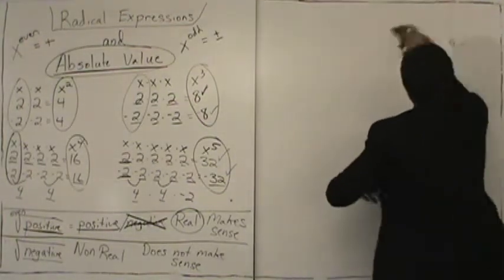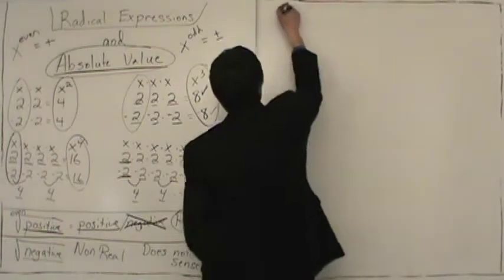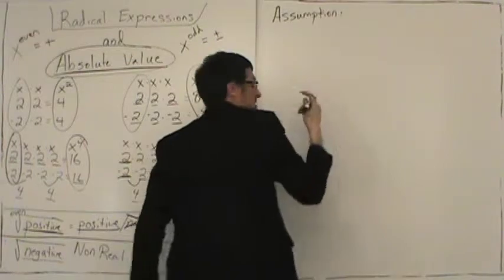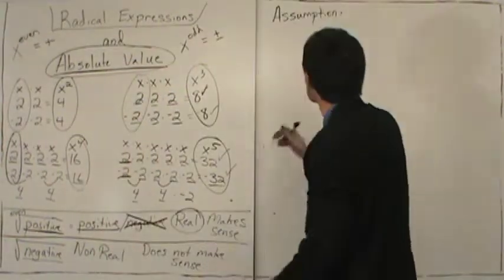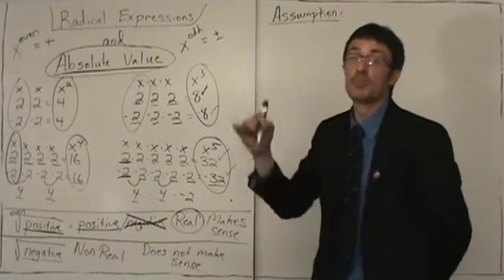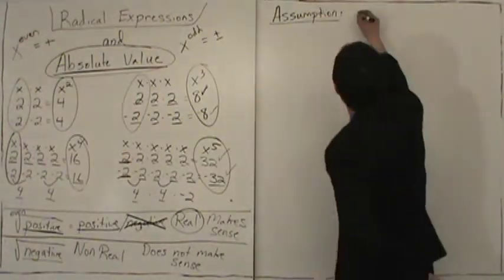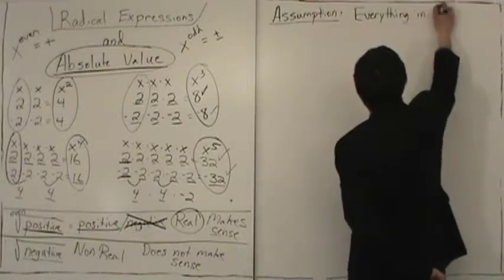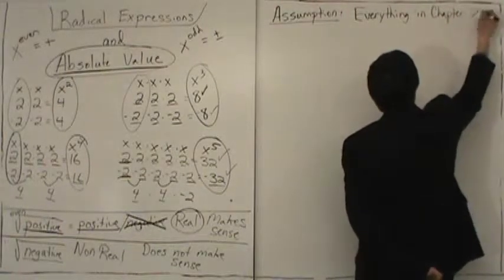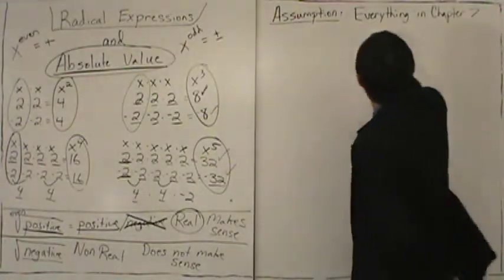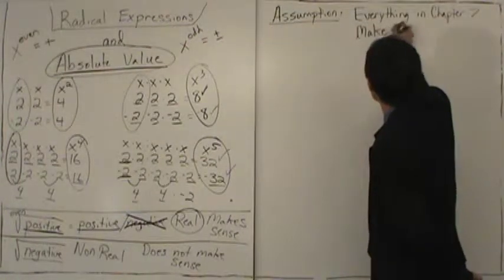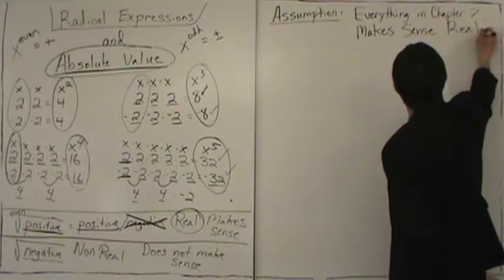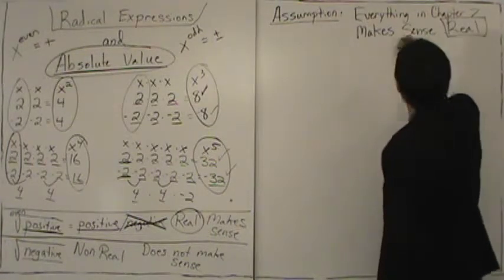So there's an assumption written in your book, and it's not stated, and I'm just going to write it. The assumption is not in your book. The assumption that is not written in your book, but should be, is this: everything in Chapter 7, dealing with radical expressions, makes sense. Everything in Chapter 7 makes sense, or we call this real. Everything in Chapter 7 is real or makes sense.